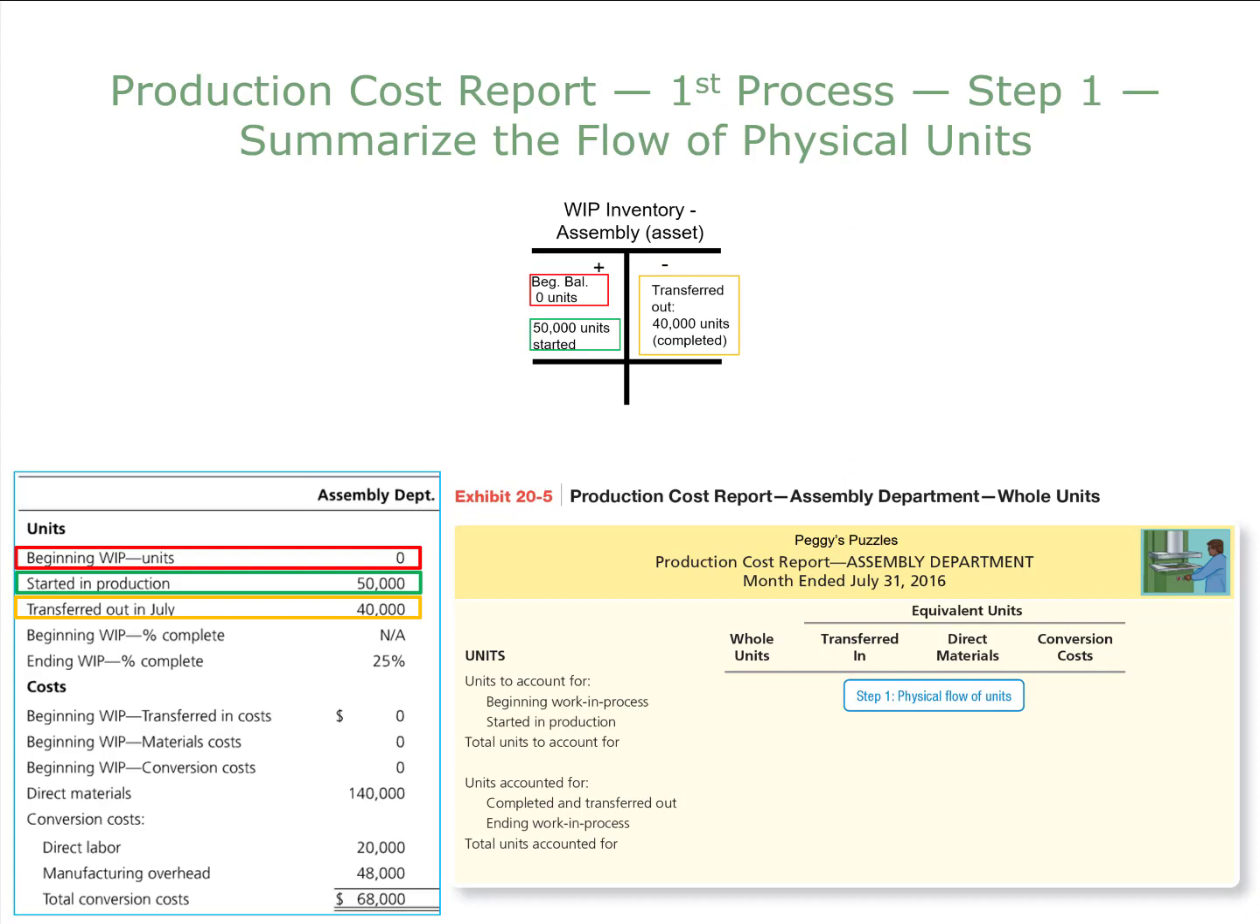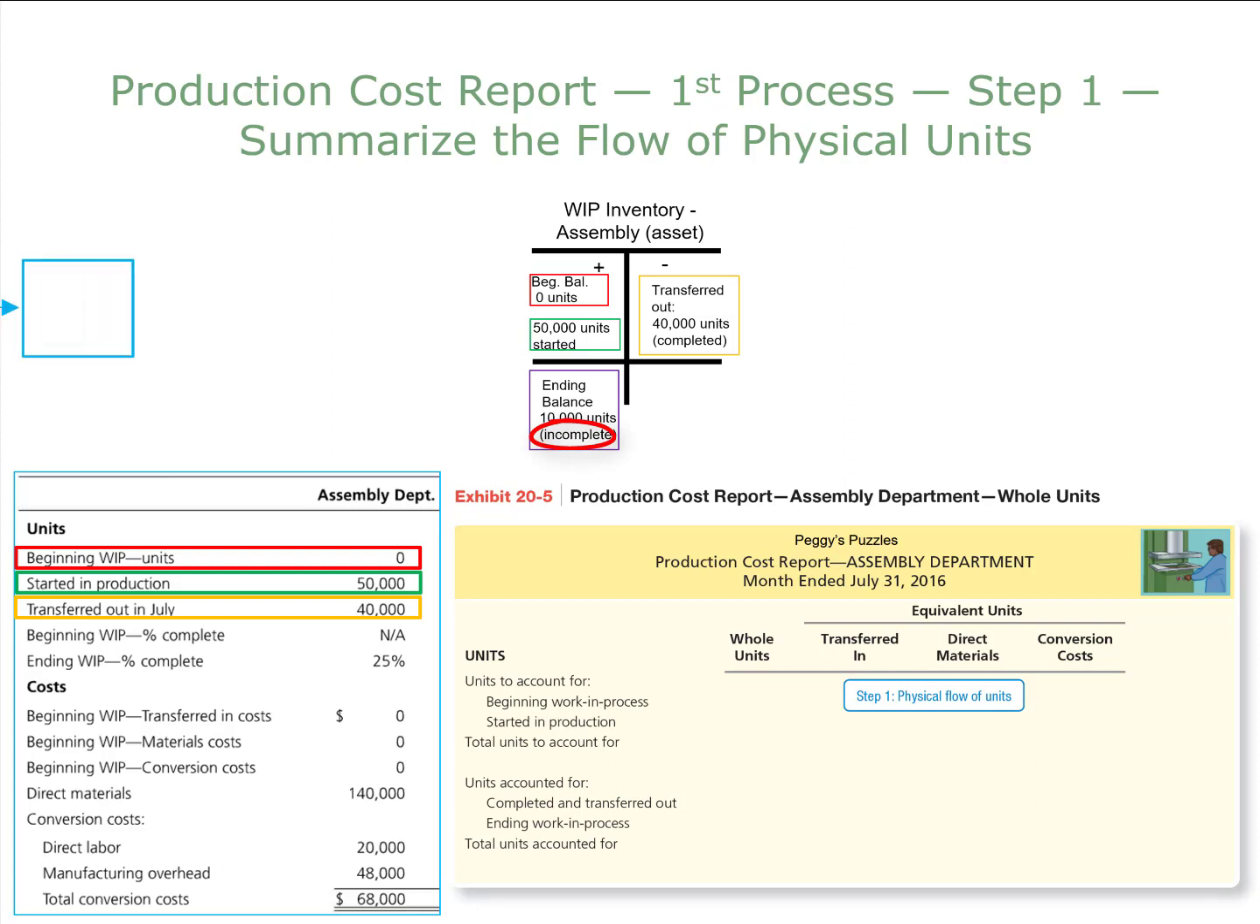Now we can calculate the ending balance. Mathematically, we had a beginning balance of 0 units plus 50,000 units started minus 40,000 units transferred out. So how many units are in our ending balance? 0 plus 50,000 minus 40,000 units gives us 10,000 units in the ending balance. Remember, they are still in process at the end of the period because they are incomplete units.